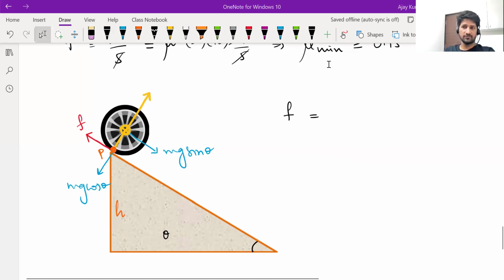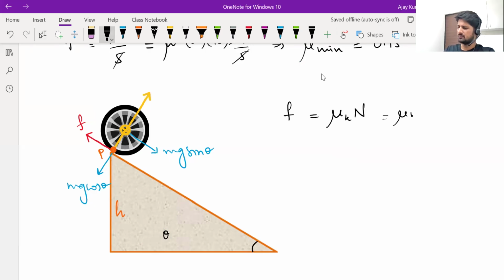Simple. If it's not sufficient to prevent slipping, the kind of friction acting will be kinetic friction, and kinetic friction has a direct formula, mu k into n. That's all. So mu mg cos theta, all available friction will be acting. So mg sin theta will be acting down the incline. Friction, all available friction, mu mg cos theta will be acting up the incline. Then you can find out acceleration and then solve the rest of the problem if you want.